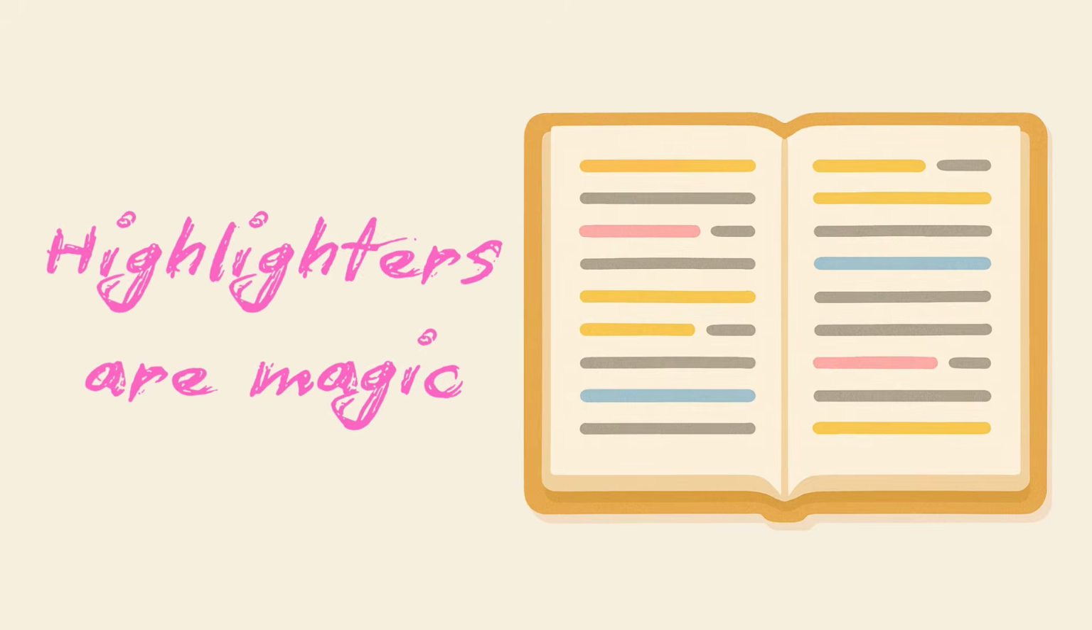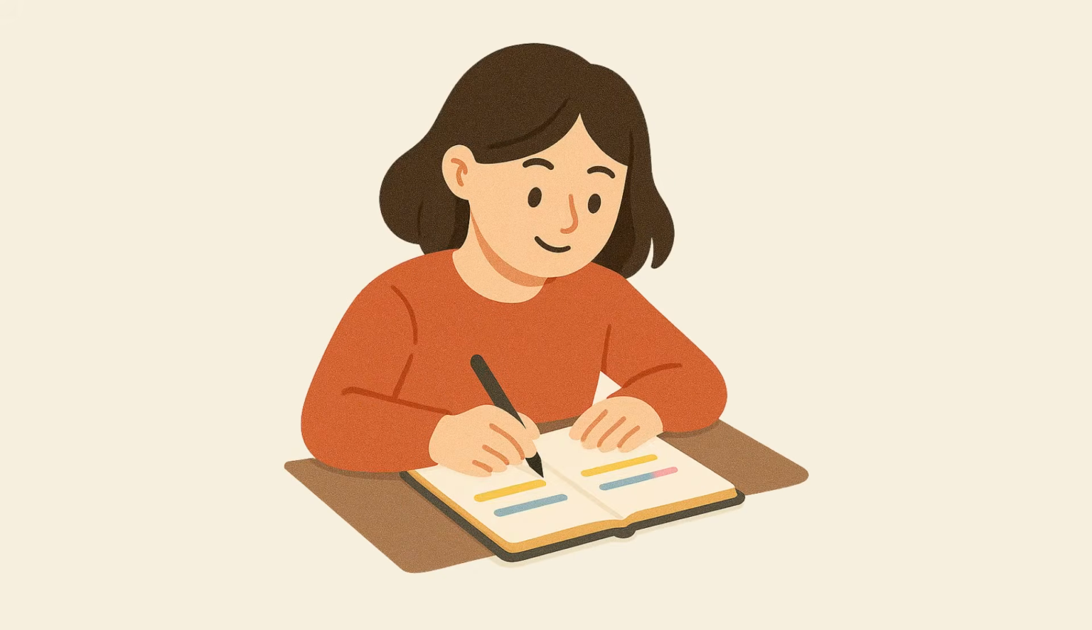Highlighters are magic, but only if you use them wisely. Choose a color code, like yellow for definitions, green for examples, pink for formulas. Don't highlight the whole page, only the words that matter most. Too much color equals no focus.